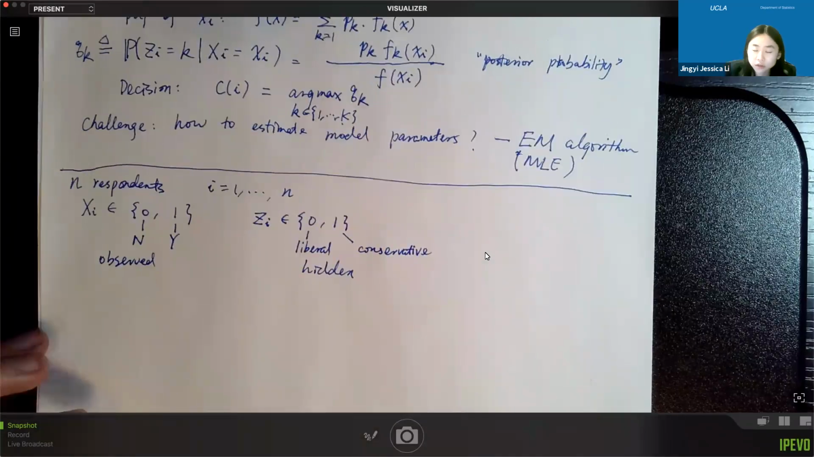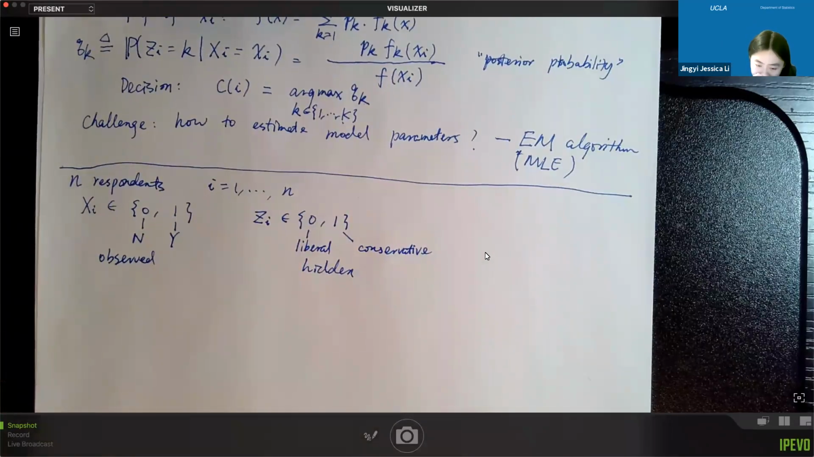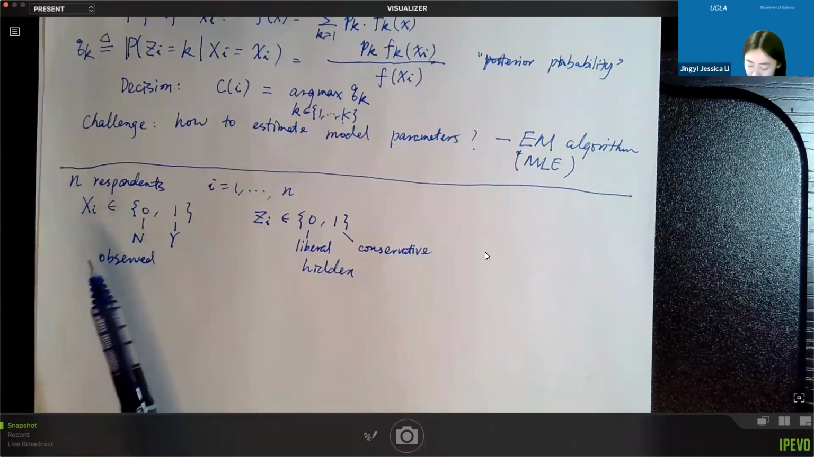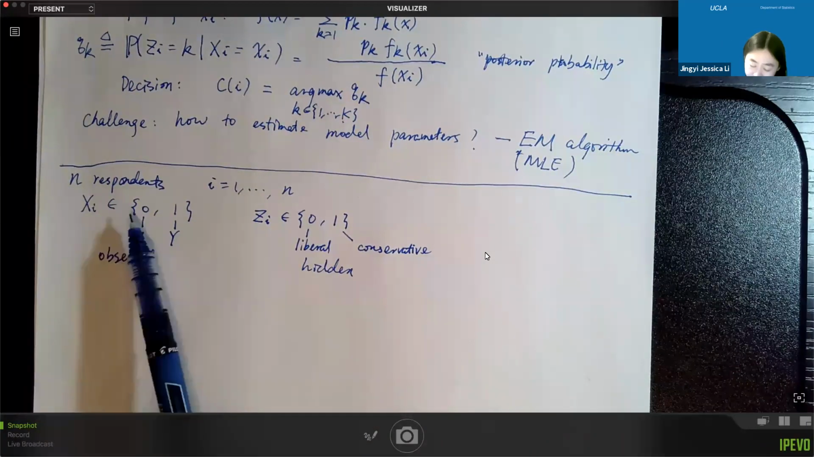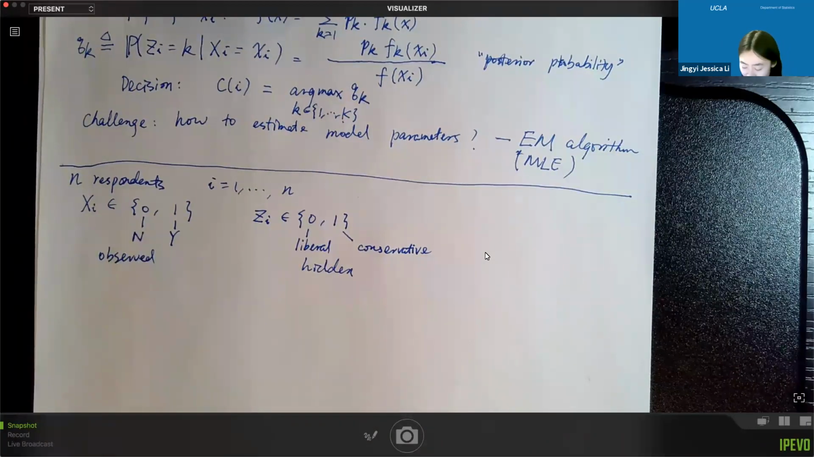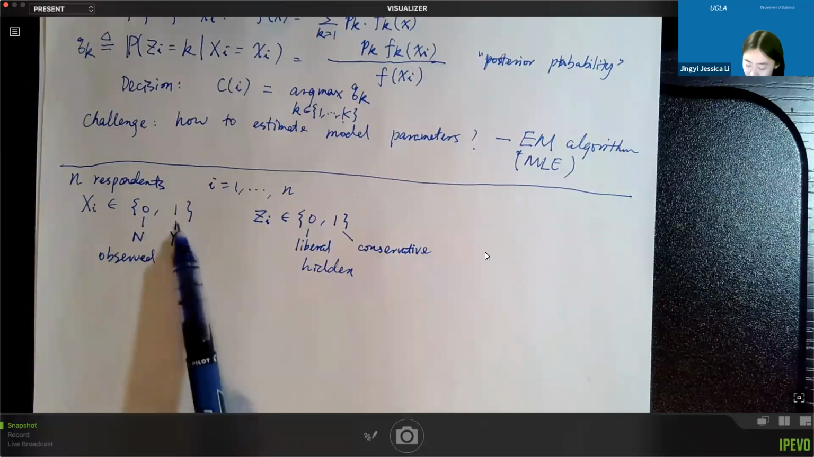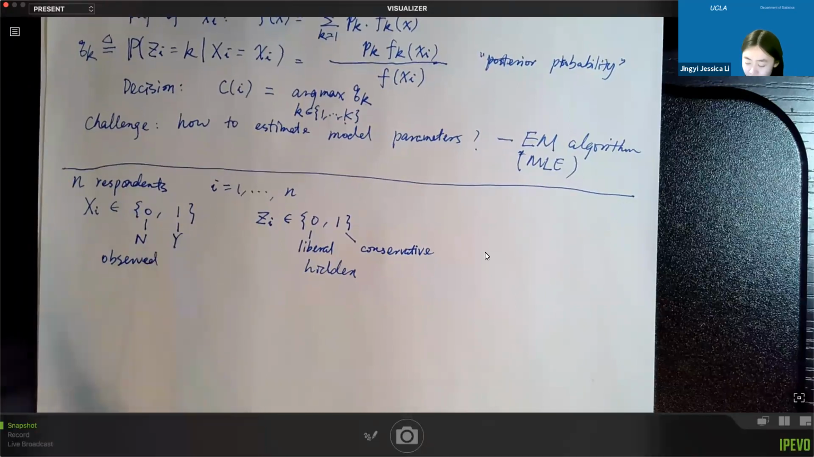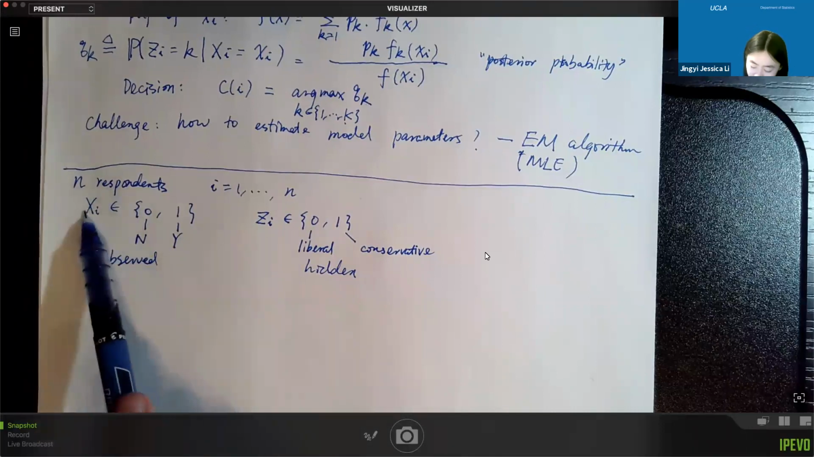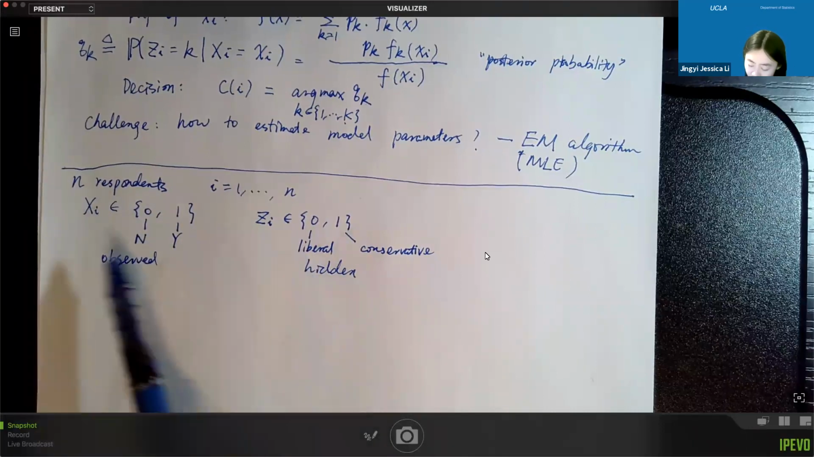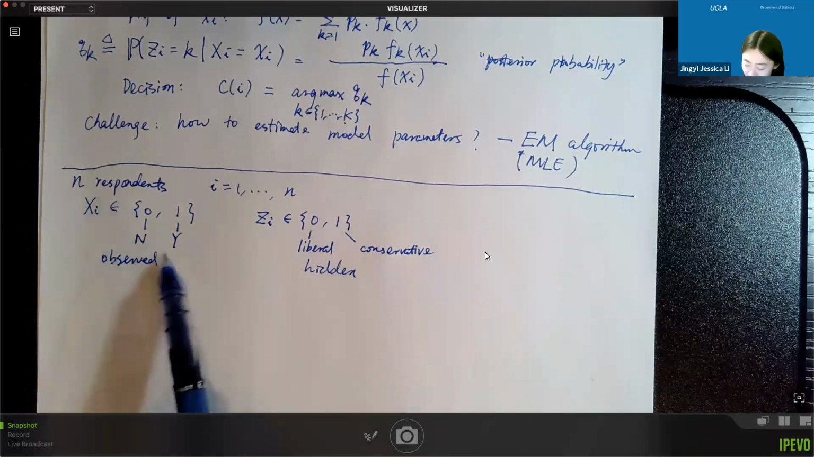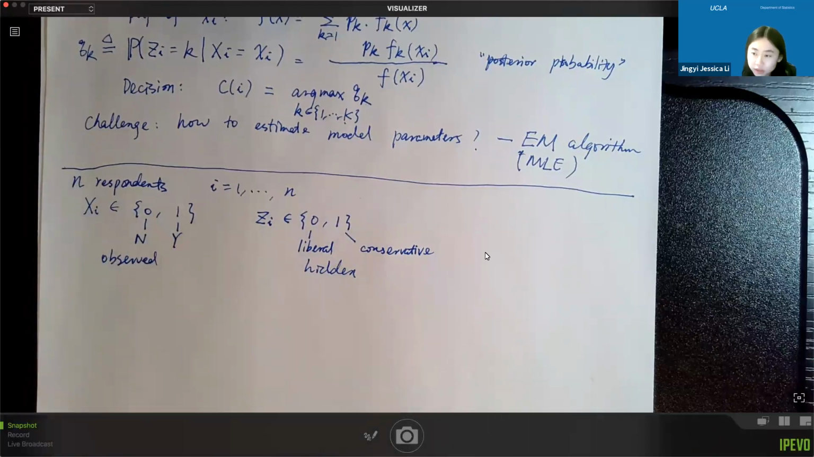So suppose that you don't know anything about this model-based clustering. What will be your assignment? You will probably think, okay, if I know the people who answer this question as 0 are more likely liberal, and the people who answer this question as yes, or 1, are more likely conservative, then I will just put all the people with xi equal to 0 as liberal, and put all the people with answer 1 as conservative. That's what you will do intuitively.